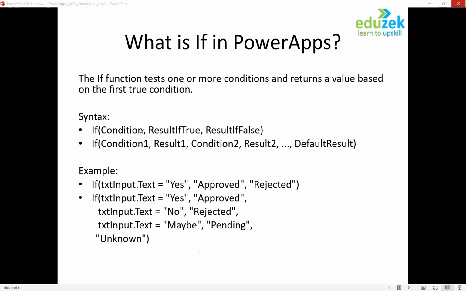So here is the condition. If the condition is true, this result we are going to return. And if the condition is false, this result will be returned. So this is the true result and this is the default result.